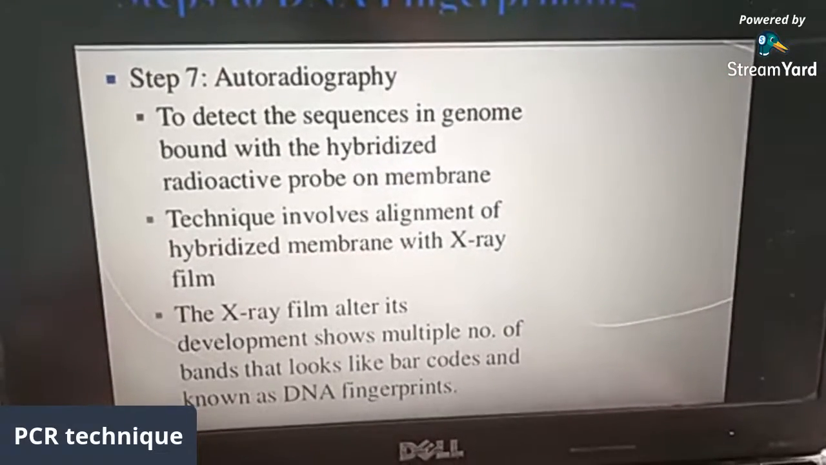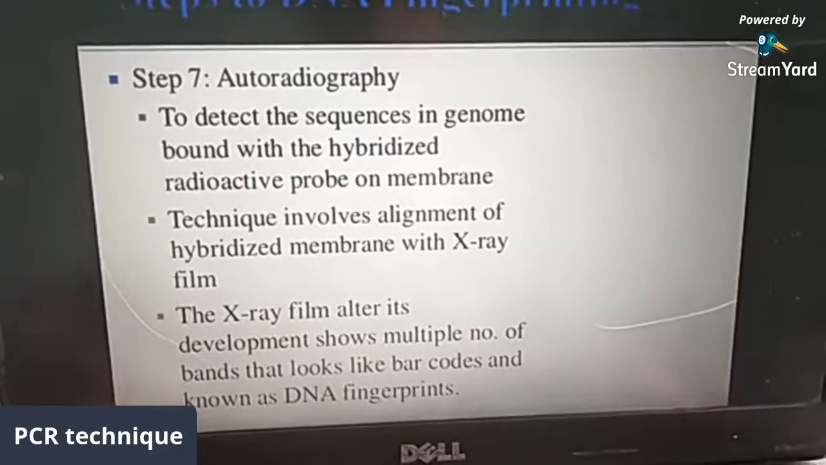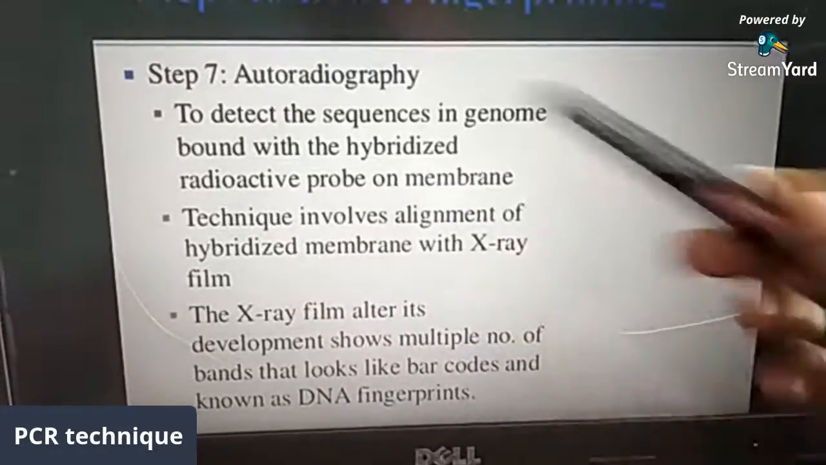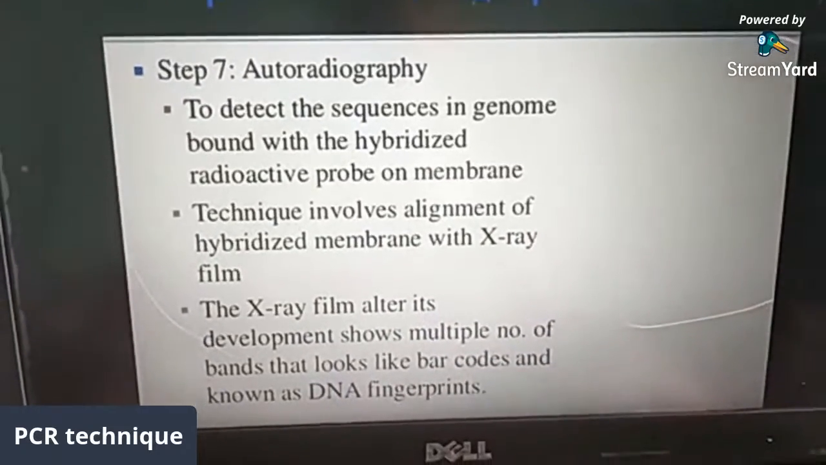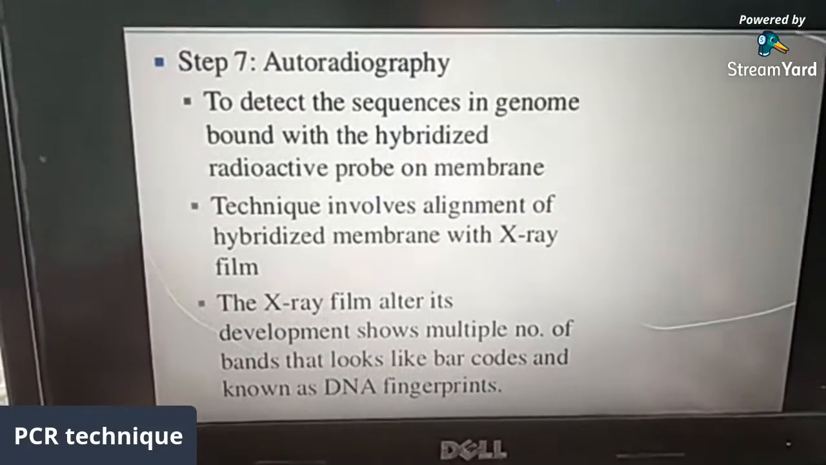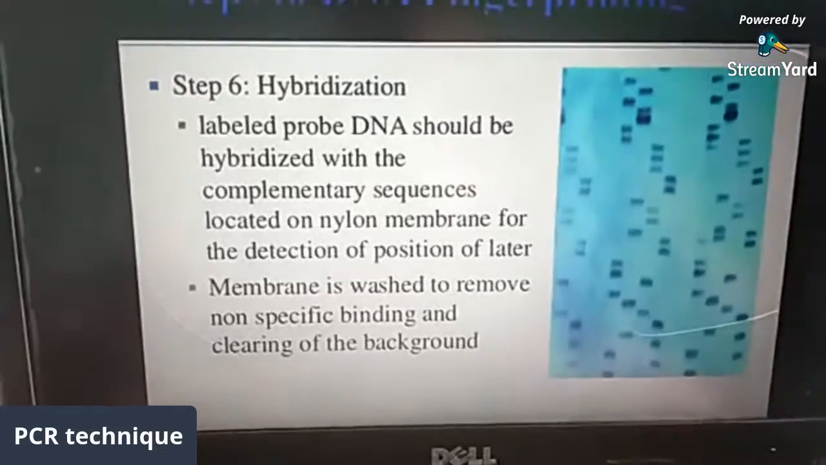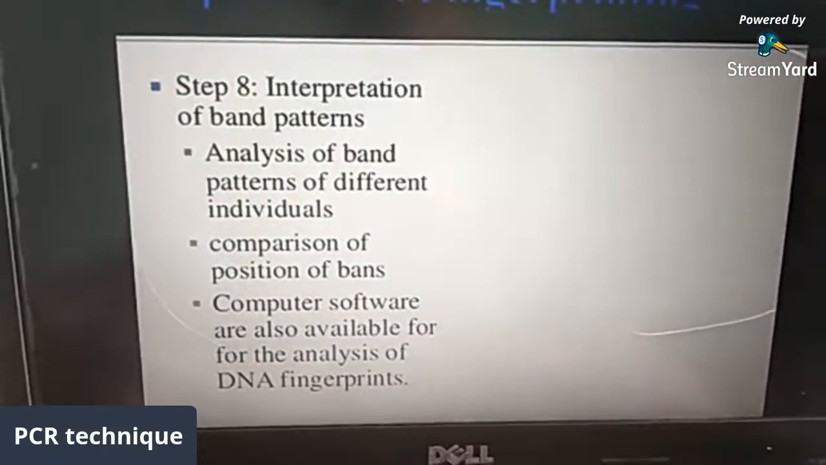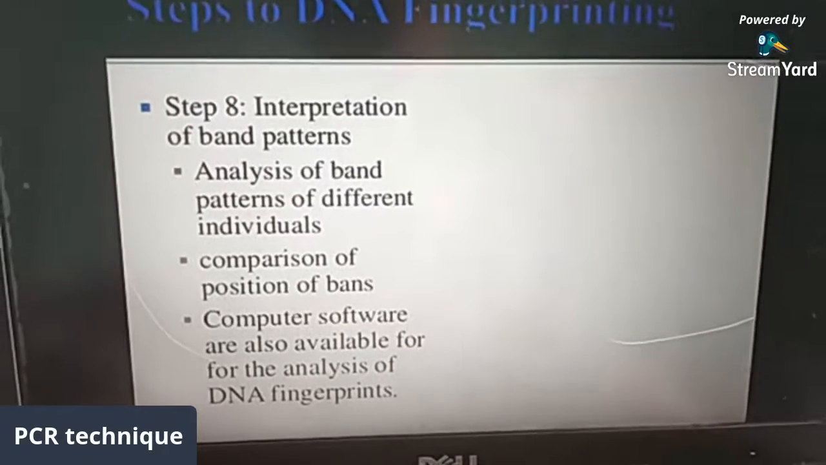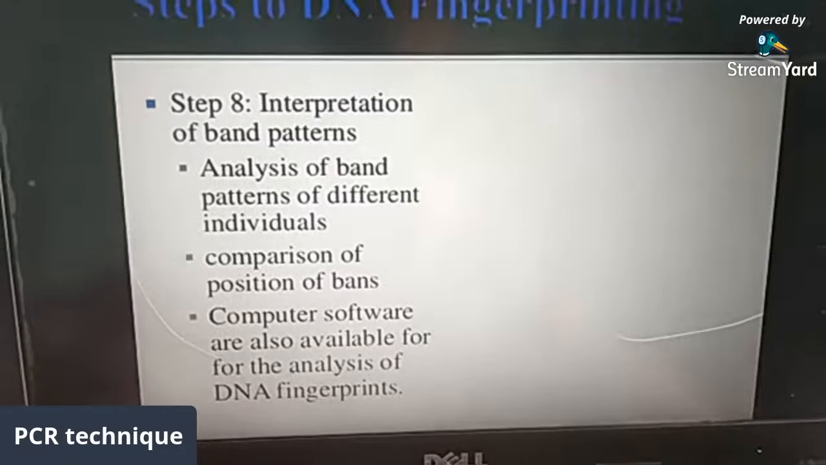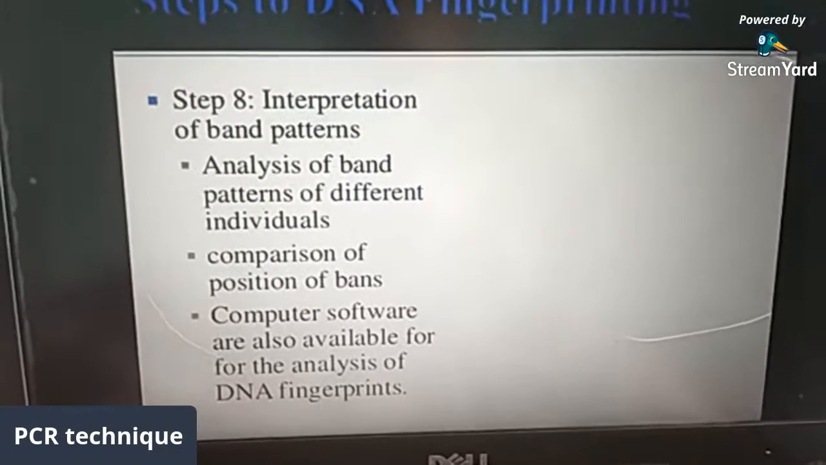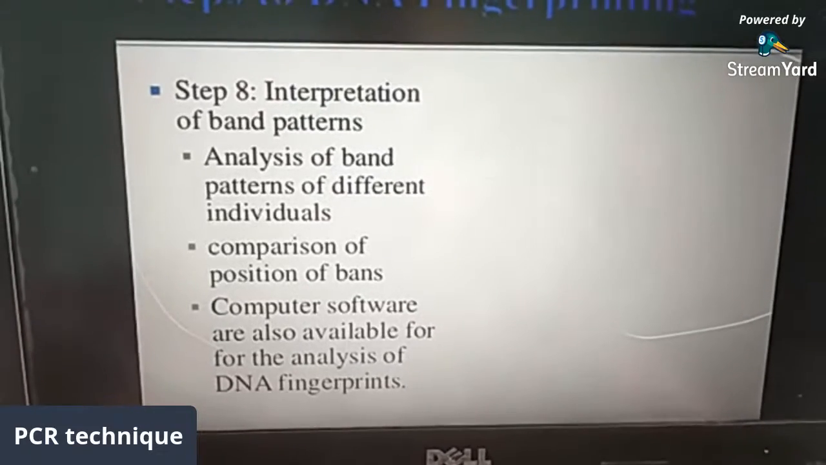Seventh, autoradiography. To detect the sequence in the genome bound with the hybridized radioactive probe on the membrane, this technique involves the alignment of the hybridized membrane with the X-ray film. After development, the X-ray film shows multiple bands. Look, different numbers of bands are there. And the last one is the interpretation of band patterns: the analysis of band patterns of different individuals, comparison of the position of bands, and computer software is also available for the analysis of DNA fingerprints.